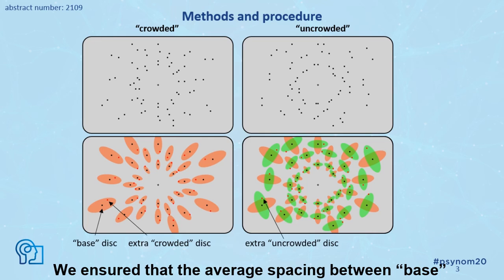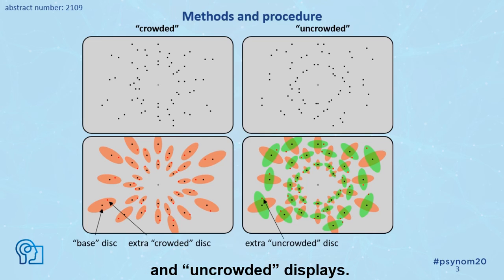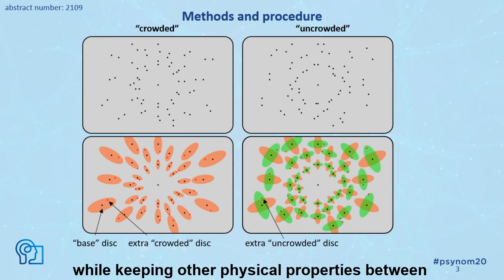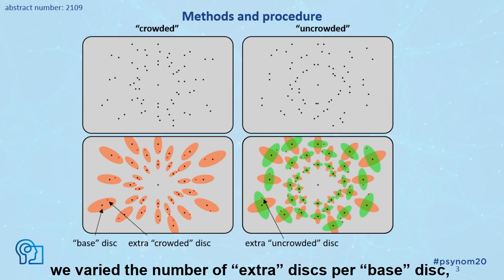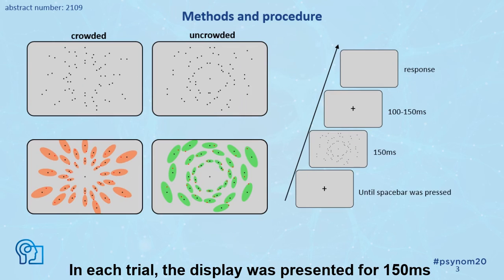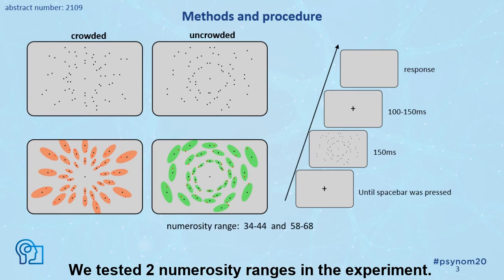We ensured that the average spacing between base and extra disks were the same in crowded and uncrowded displays. In this way, we generated displays that are different in crowding levels while keeping other physical properties between the two conditions the same. Additionally, we varied the number of extra disks per base disk to control the influence of clustering of disks in the displays. In each trial, the display was presented for 150 milliseconds, and participants were required to type their best estimate. We tested two numerosity ranges in the experiment.